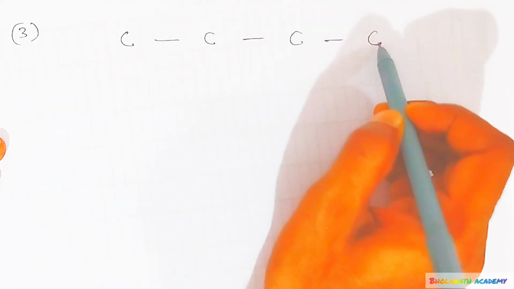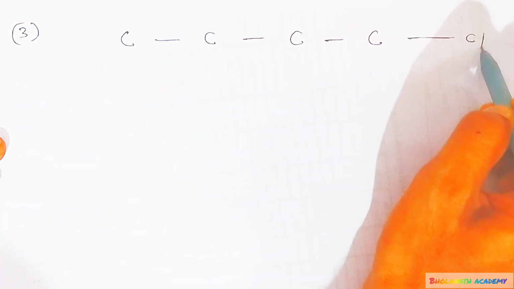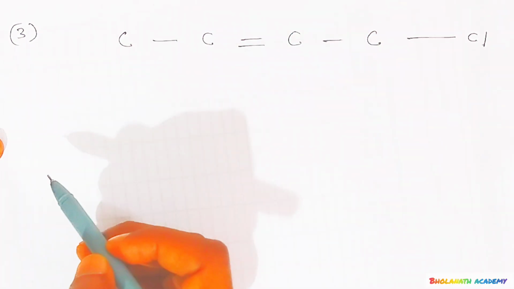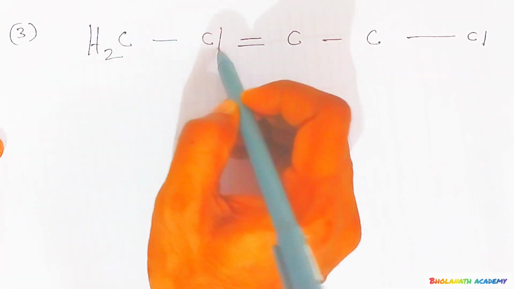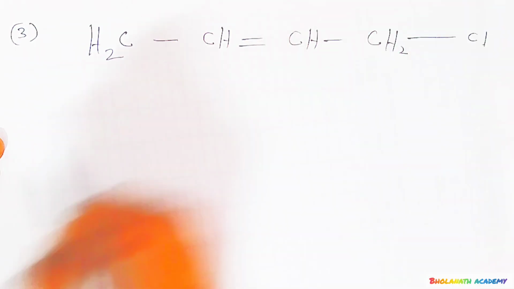If the molecule contains 4 carbons, students, here the halogen is attached to this carbon. Now the double bond is present in between. So how to name this type of compound? Fill the valency with hydrogen. So this way, students, we are filling the valency with hydrogen.